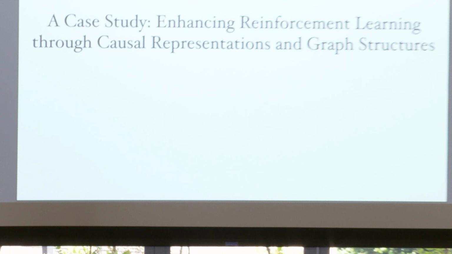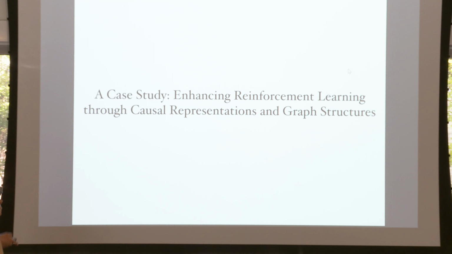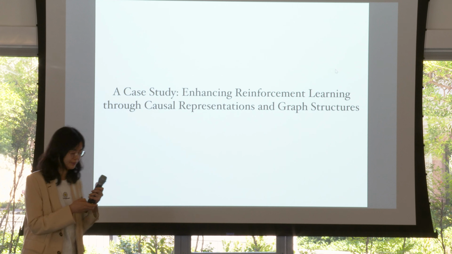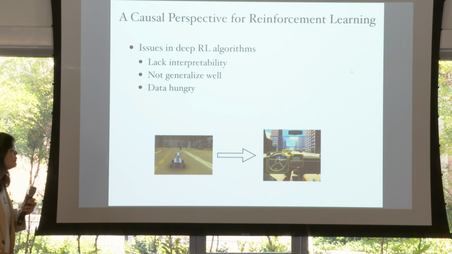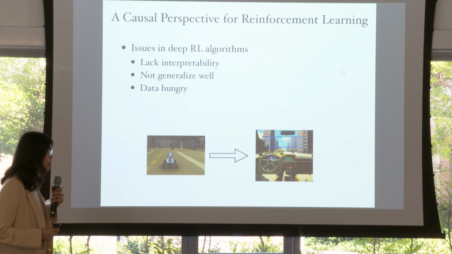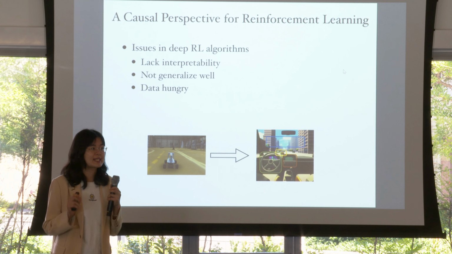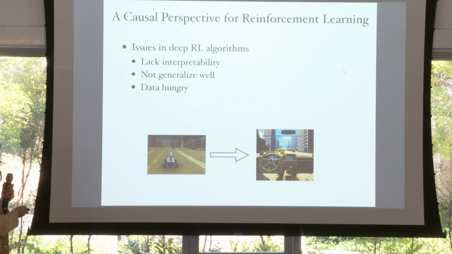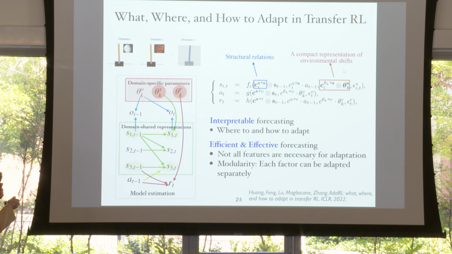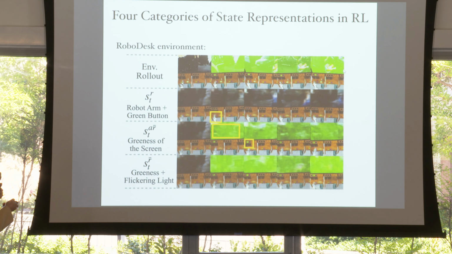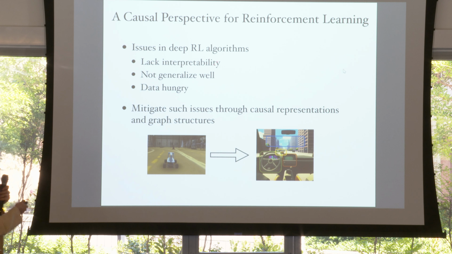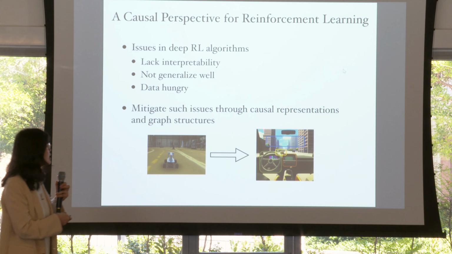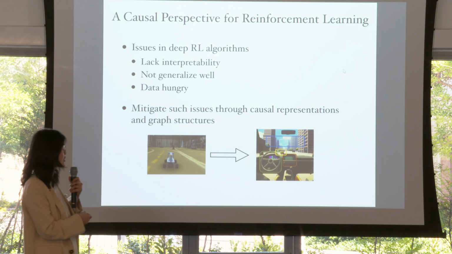Below, let me give a quick case study on how to leverage causal representations and graph structures to enhance reinforcement learning. We know although deep reinforcement learning have been very successful in recent years, there are several issues still remaining, including the lack of interpretability, not generalized well, and data hungry. So we want to mitigate such issues through causal representations and graph structures.